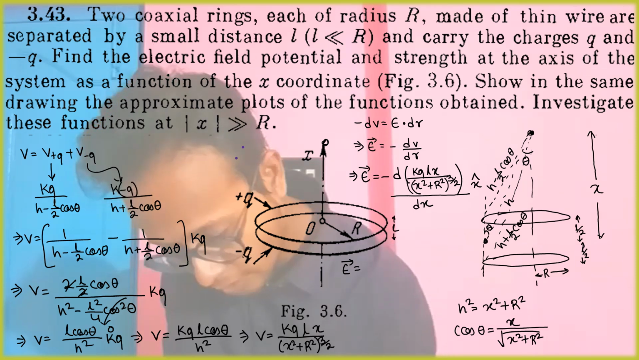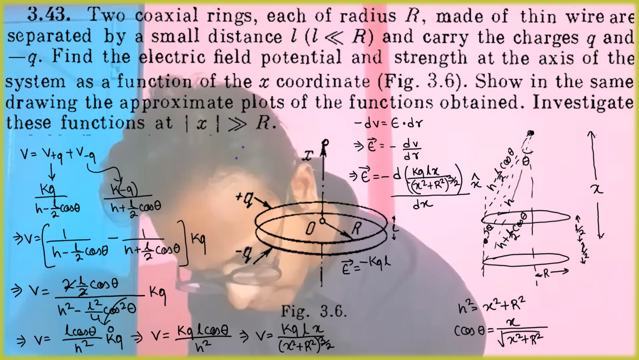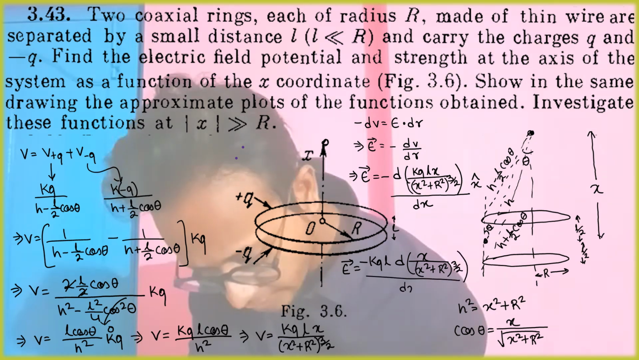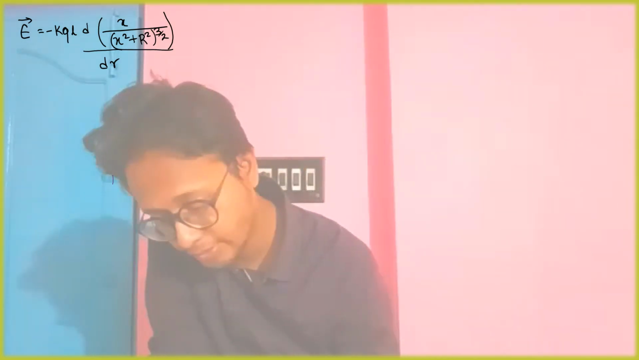So when I differentiate this one, E is equal to how much? KQL is constant, I'll take it outside, minus KQL d of x by x square plus r square to the power 3 by 2, divided by dx. I'll differentiate this entire thing on the next page. Now what I have to do is differentiate this term.